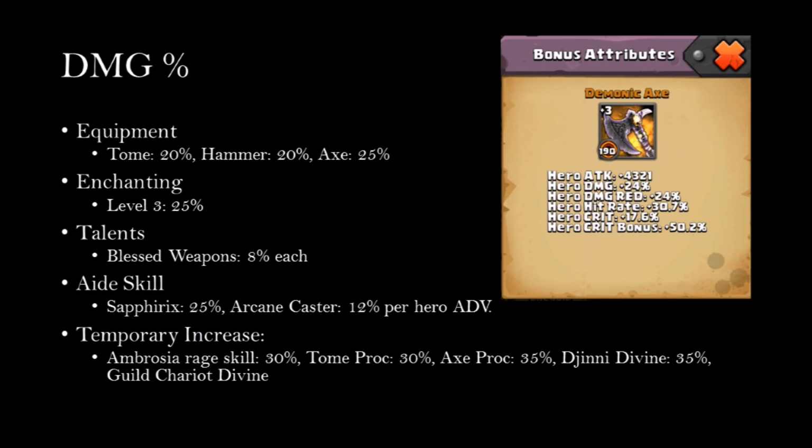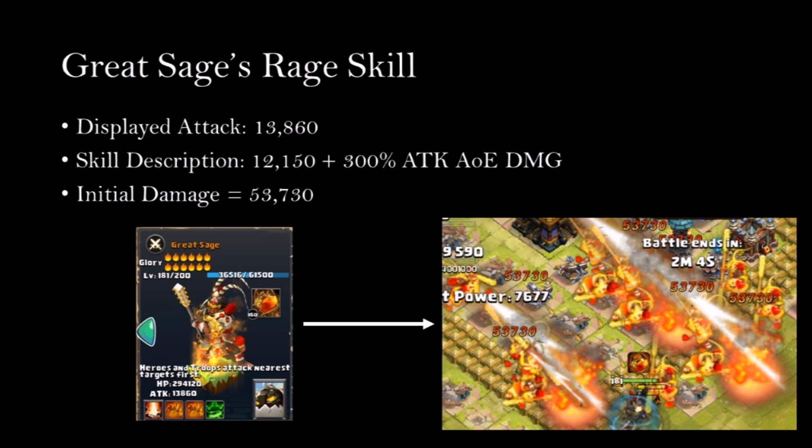And I want to go ahead and show you how this would work in theory or in practice. So here's a Great Sage. Here's my Great Sage. I don't have any talents on him really. I have a Dragon Heart on him right now doing some tanking stuff, but the displayed attack is 13860. So let's talk about how much damage he does with his Rage skill. His skill description at 20 of 20 reads 12,150 plus 300% attack. So you go ahead and multiply, 3 essentially times the displayed attack, and you get 53,730, which is exactly what I see when I use a skill in game.